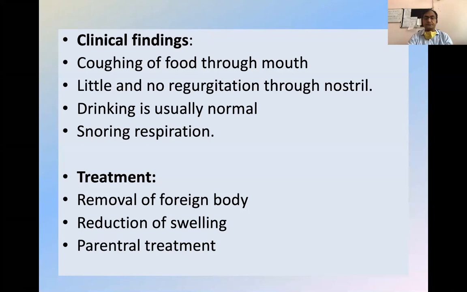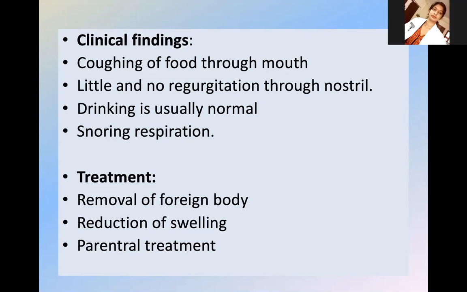So if the animal is regurgitating through the mouth cavity, you must suspect it might be a case of pharyngeal obstruction. Sometimes drinking is usually normal, and there will be difficulty in respiration, and you will hear a snoring respiration, just like the sound when someone sleeps snoring, audible from a distance. But again, I am warning here, there are other diseases also. So my question is, which is one of the diseases in which you will get a snoring sound in cattle and buffalo?